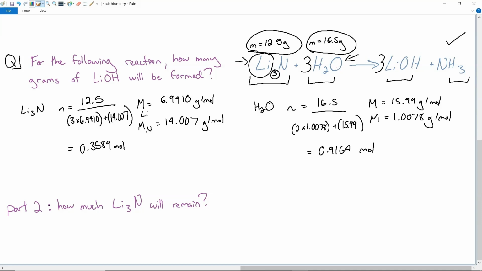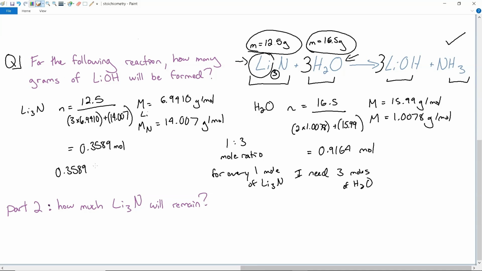And that's going to determine how much lithium hydroxide we can create. Lithium nitride and water have a 1:3 mole ratio in this scenario. So for every 1 mole of lithium nitride, I need 3 moles of water. And let's see if I have that ratio for lithium nitride. If I take 0.3589 and I times it by our ratio, I get 1.08 moles.